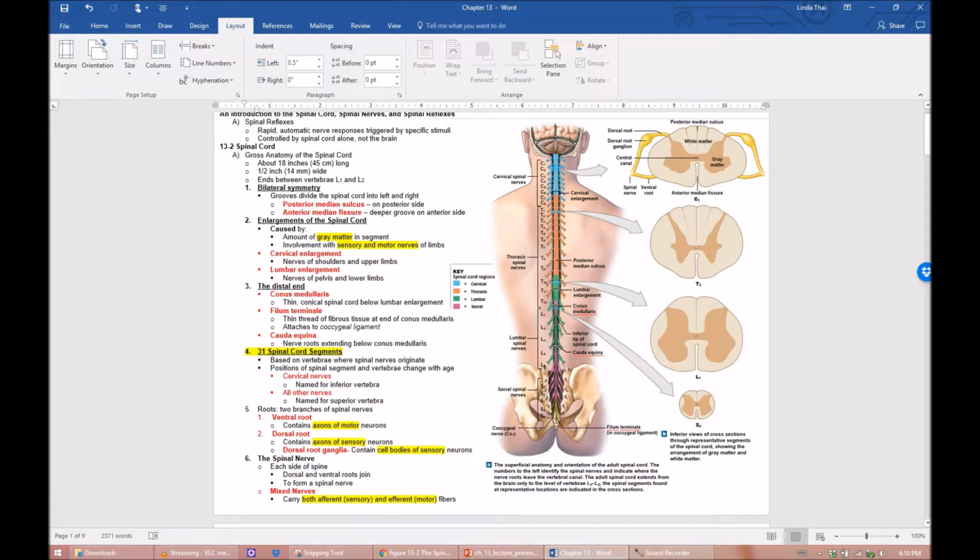Section 13.2, the spinal cord. It goes over the gross anatomy of the spinal cord. It's about 18 inches long and about half an inch wide. It actually ends between vertebra L1 and L2 right here. And this is because when we're a baby, the spinal cord continues to enlarge and elongate until we're about 4 years old. And up to that time, the enlargement of the spinal cord keeps pace with the growth of our vertebral column.